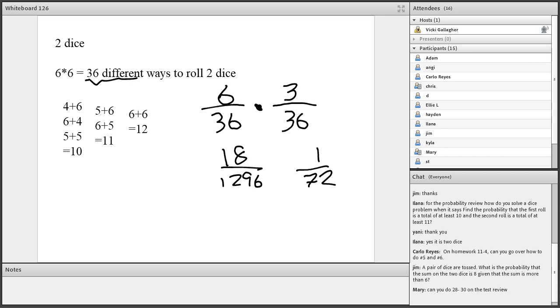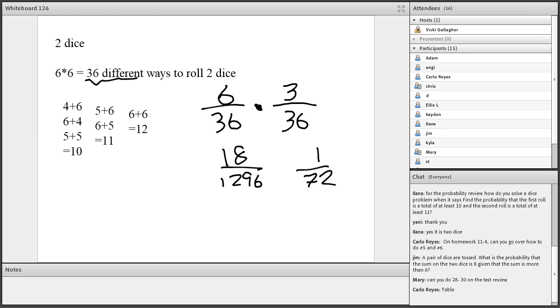Sorry, guys. Carlo, on the 11-4 homework, is it the table homework or the tree homework? Because there were 2 different homeworks. Table, okay.